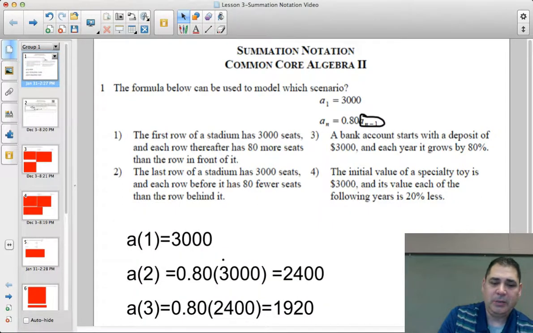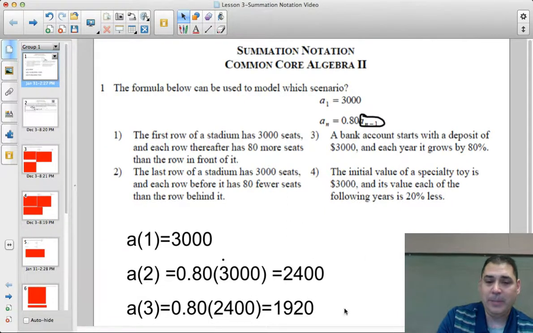So I plugged in 3,000 because that was the first term. If I want the second term, I plugged 3,000 in and multiplied it by 0.8. Now remember what happens when you multiply by a number between 0 and 1. You get a smaller number. That's what you get, 2,400. Now if I want the third term of the sequence, I plug 2,400 in and get 1920.